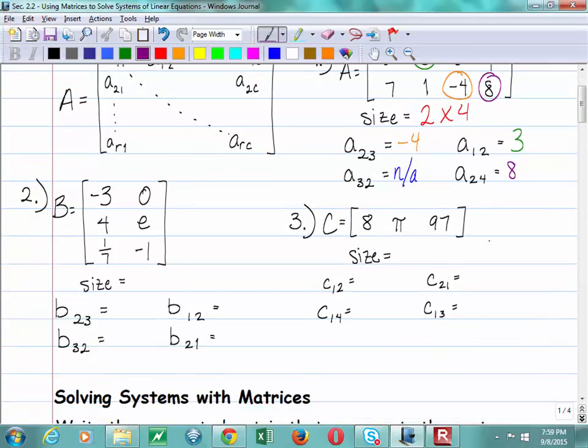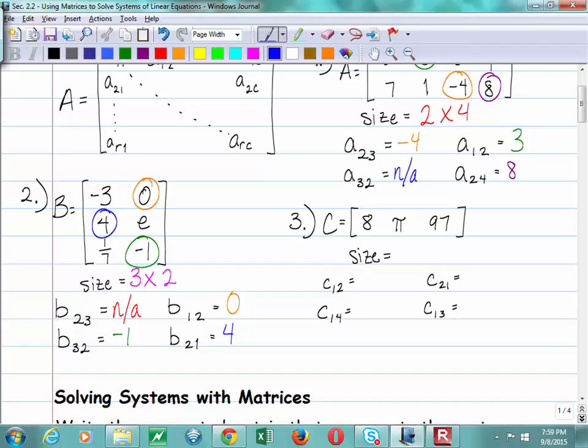And for number 2, we have matrix B, and the size of that matrix is a 3 by 2, 3 rows, 2 columns. And then B2, 3, row 2, column 3, does not apply because there is no column 3. B1, 2, row 1, column 2, in this case would be 0. And B3, 2, row 3, column 2, in this case that would be -1. And B2, 1, that would be row 2, column 1, in this case that would be 4.